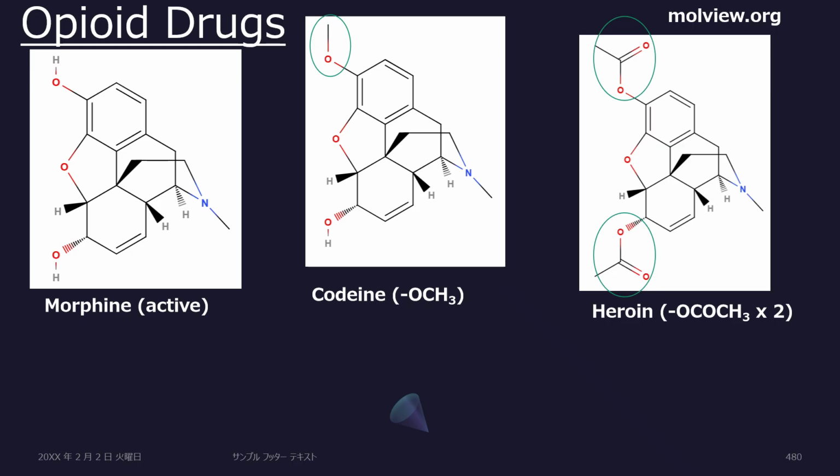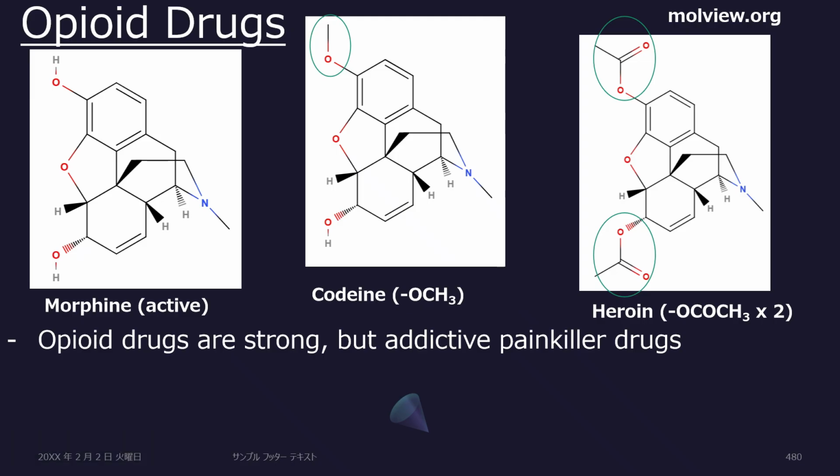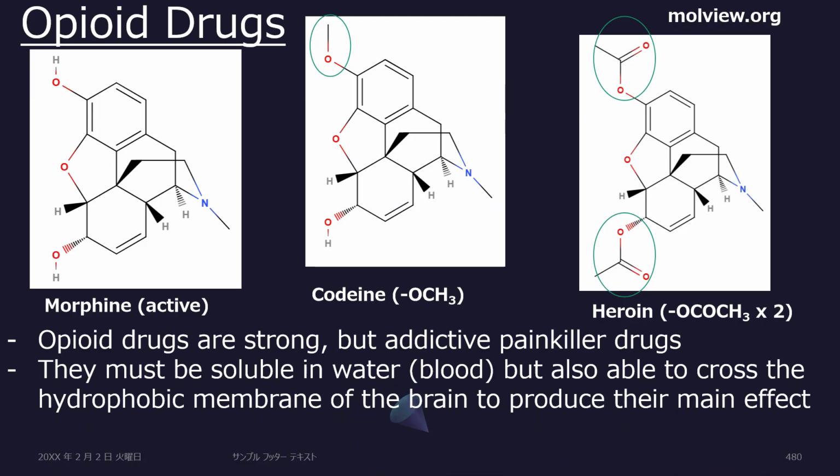So what's going on here? Opioid drugs, these are called. These are strong but addictive painkiller drugs. They must be soluble in water because your body is mostly water. So if we want them to be absorbed and go anywhere and do anything, drugs mainly have to be soluble in water because blood is mostly water. But they also need to be able to cross the hydrophobic membrane of the brain to produce their main effect.